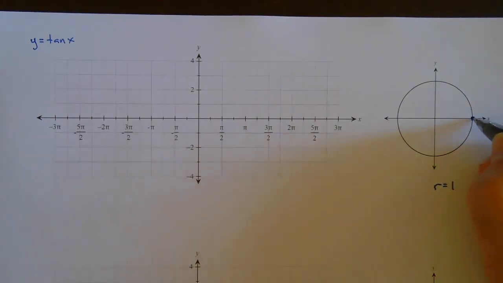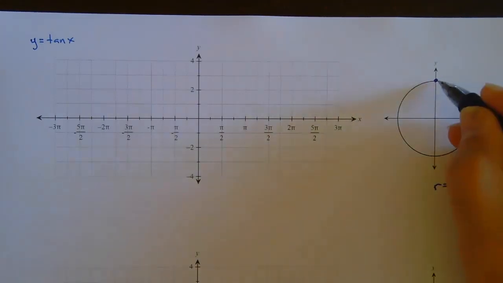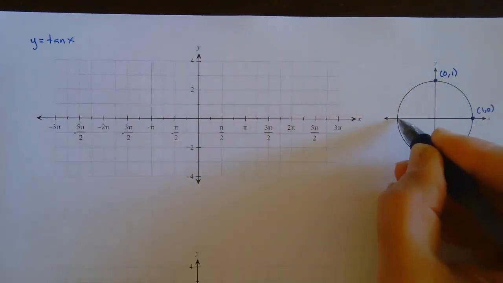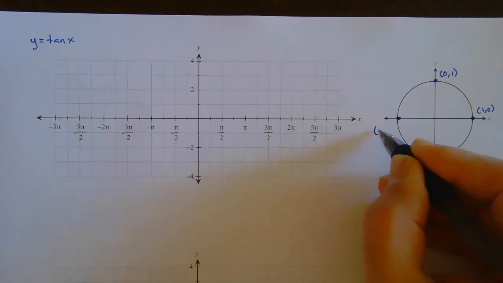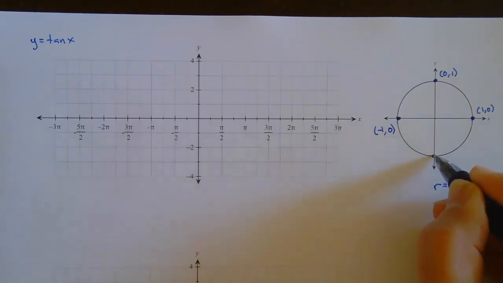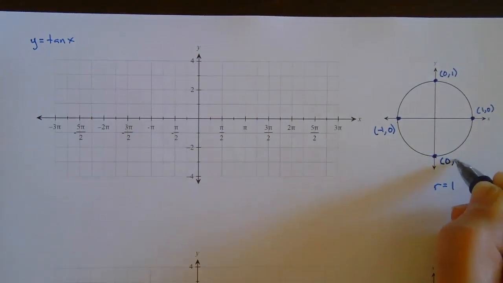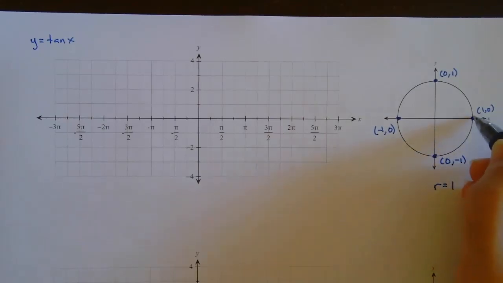So right here, that would make this coordinate 1 comma 0. Here at angle pi over 2, the x coordinate would be 0 and the y coordinate would be 1. Over here at angle pi, that would put the x coordinate at -1 and the y coordinate at 0. At 3 pi over 2 right here, that would make the x coordinate 0 and the y coordinate -1. And I'm back to 2 pi, and back to this point right here, right?